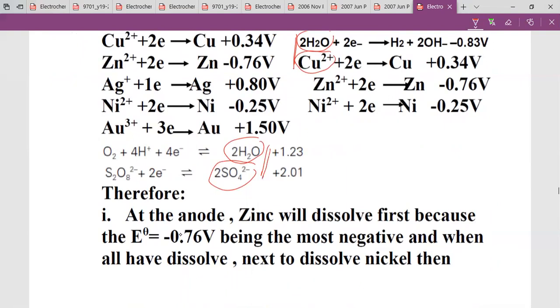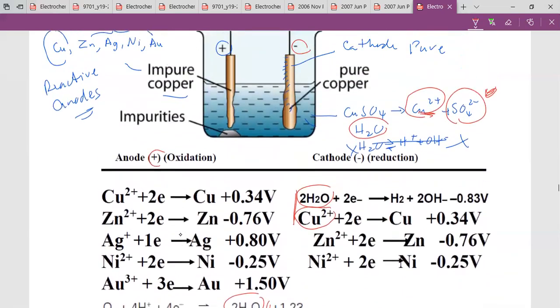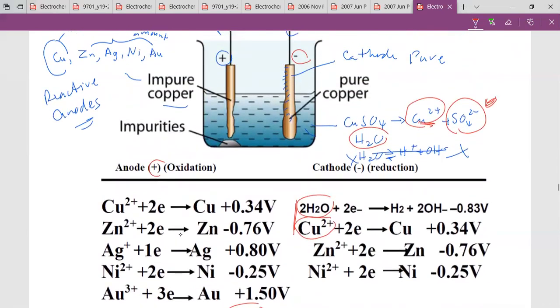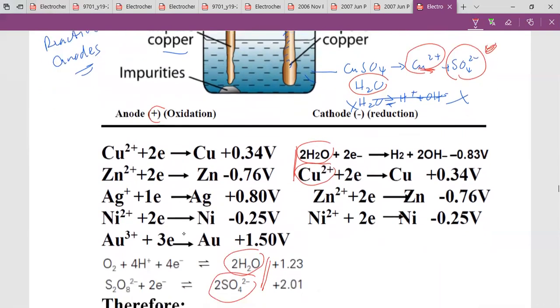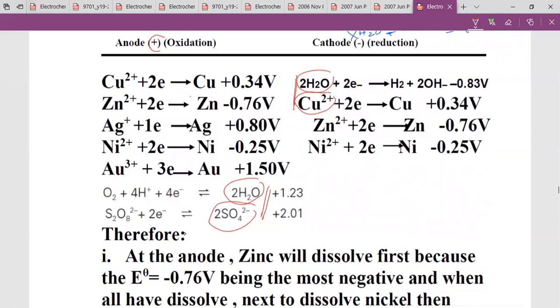Now what other things can also happen? Don't forget that because it's going to suck up electrons, it can suck up electrons from all these other metals also, because all these metals can also undergo oxidation. Zinc can go to Zn2+ plus 2 electrons. Silver can go to Ag+ plus 1 electron. Nickel can go to Ni2+ plus 2 electrons. Gold can go to Au3+ plus 3 electrons. Copper can go to Cu2+ plus 2 electrons. That means all this must be considered.